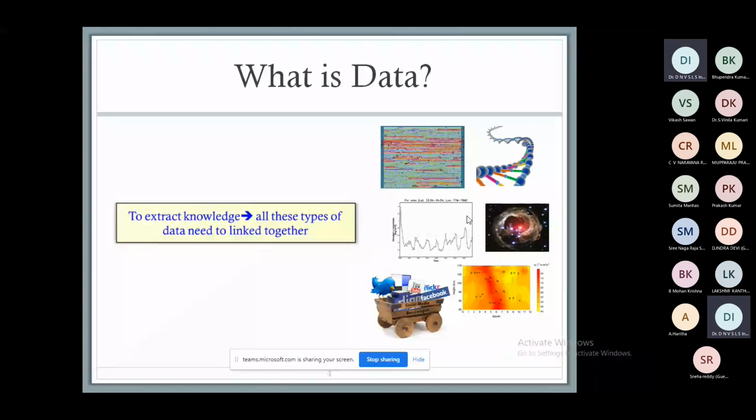If you observe the diagram on the right side, the data may be a waveform, satellite data, DNA data, or social media data. In our previous discussion, we discussed social media data, like from Twitter or YouTube. That is only one part. Data is not only social media data; it may be collected from different sources and different sensors. So we need to collect and link all these types of data.